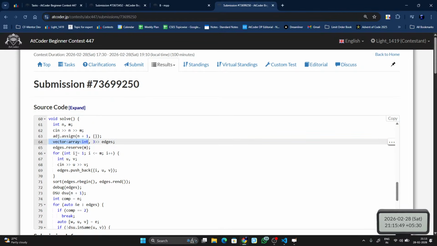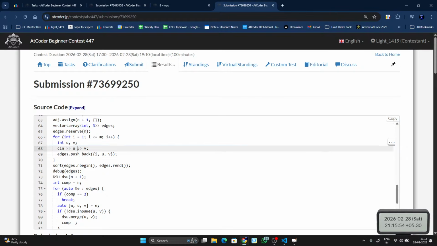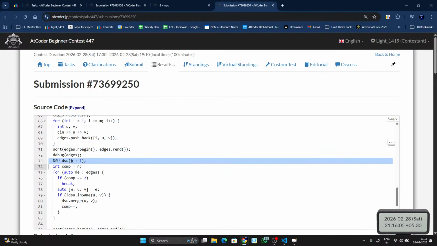Integer array of three. The first would be the weight, the second would be the start node, the third would be the end node. Then I'm pushing back all the edges into the vector. Then I'm sorting them into reverse order. You can see rbegin and rend, right? So I'm sorting them in reverse order. Then I'm initializing my DSU with n plus 1 nodes.